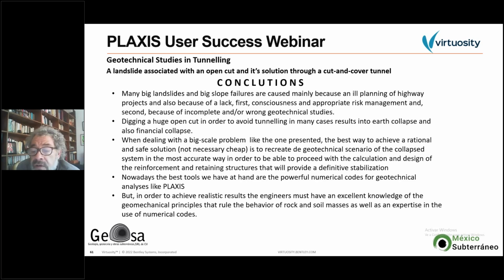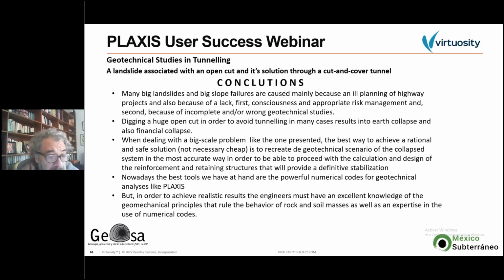In the end, of course, at the beginning, everybody thinks that tunneling is much more expensive and cutting is cheap. But in the end, we have demonstrated that in many cases, the solution of the stability problems of rock slopes has been much more expensive than if they had built a tunnel in the beginning. So this is one of the main conclusions and main messages that I want to give with this presentation.